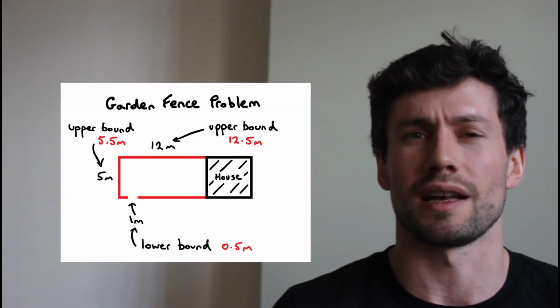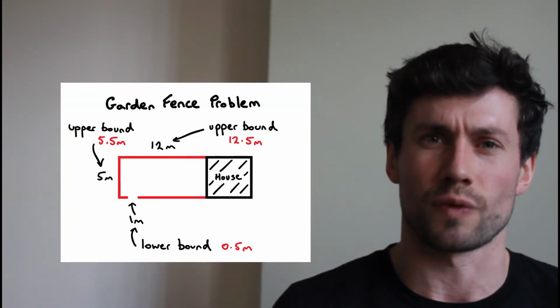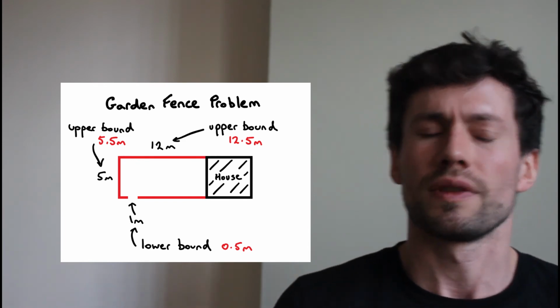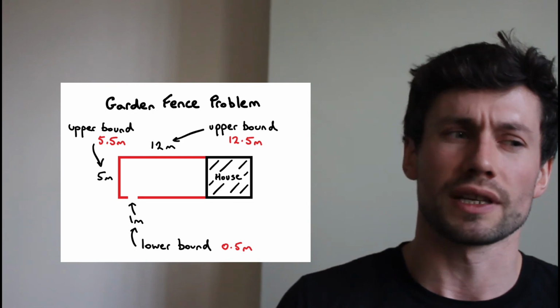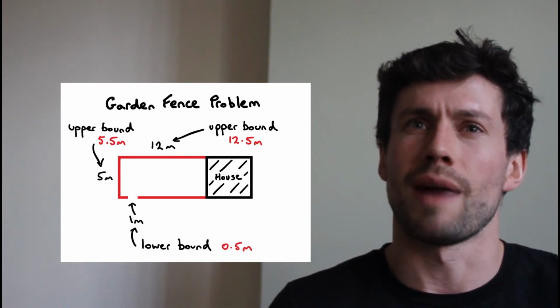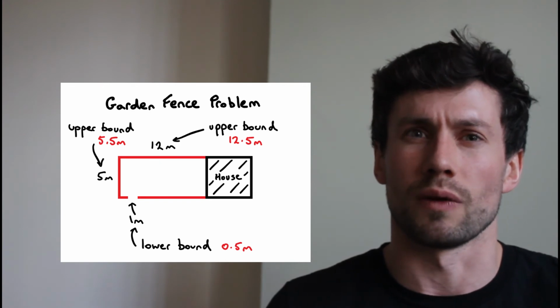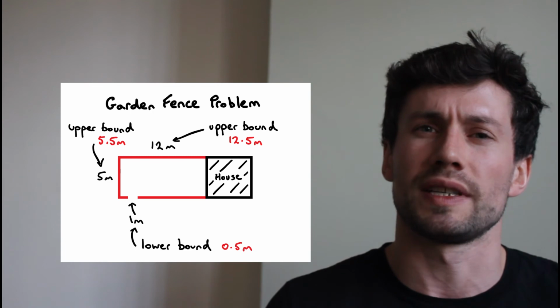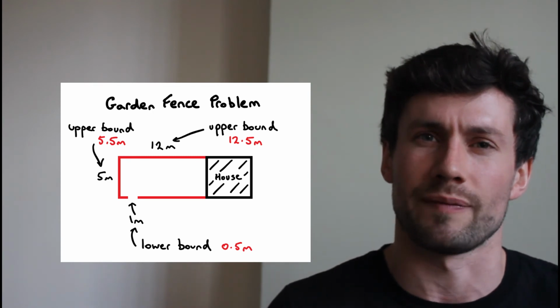The upper bound of the back of the garden is 5.5 metres, and the upper bound of the side of the garden is 12.5 metres. But then we have the gate. Well, the gate measured 1 metre. We have to consider what actual value of the width of the gate would maximise the amount of fencing that we needed. So we assume that the gate is as small as possible. We take its lower bound of 0.5 metres.